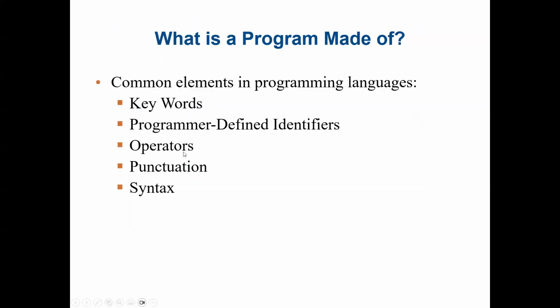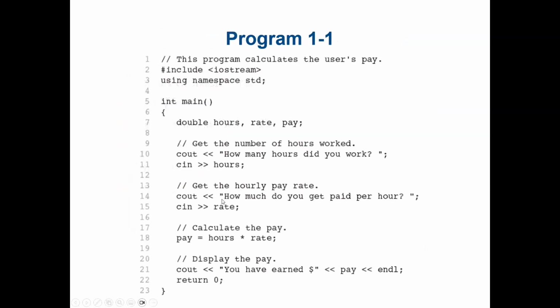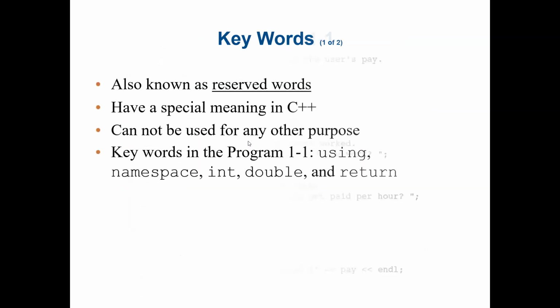Then we also have operators like arithmetic operators, multiplication, division, etc., punctuation, and syntax. Syntax is the grammatical rules. So for example, when we say int, we have to have a variable, and also we have to end it with a semicolon. When we write a function, we have to open a curly brace and also close it. So these are all the syntax rules, and we shall go through this in our future lectures.